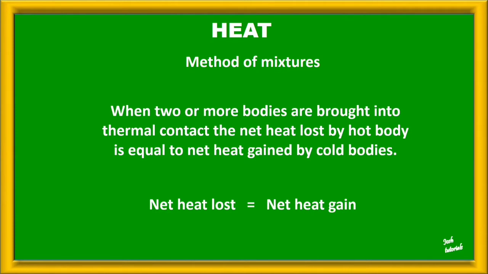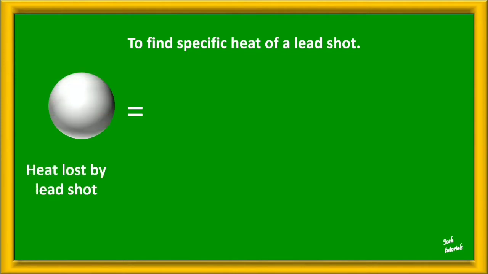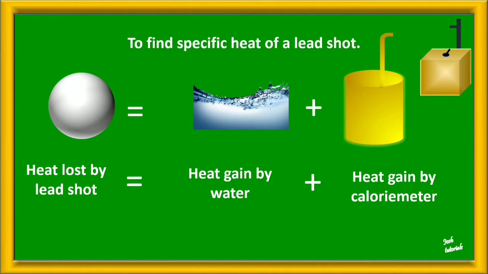By using this property, we are going to find the specific heat of lead shots using a calorimeter. While doing so, we are heating the lead shots and introducing them into the water of the calorimeter. So, heat lost by the lead shots is equal to the heat gained by water and the material of the calorimeter.